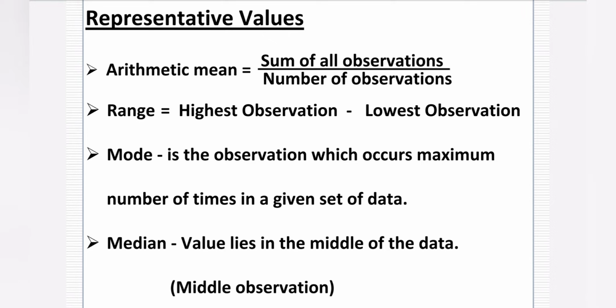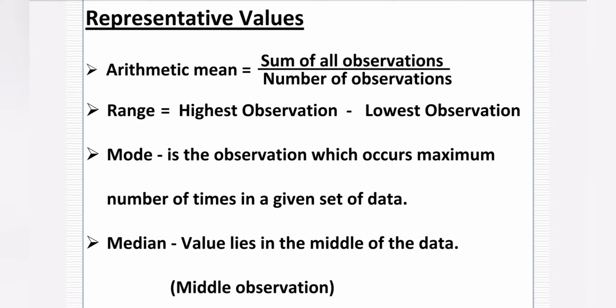Understood, children? The third one is mode. Mode is the observation which occurs maximum number of times in a given set of data. Now, the last one is median. Value lies in the middle of the data. That means median refers to the value which lies in the middle of the data when arranged either in ascending order or in descending order.